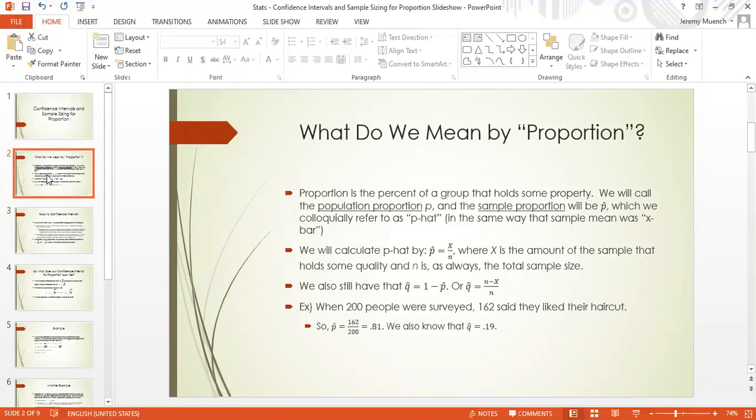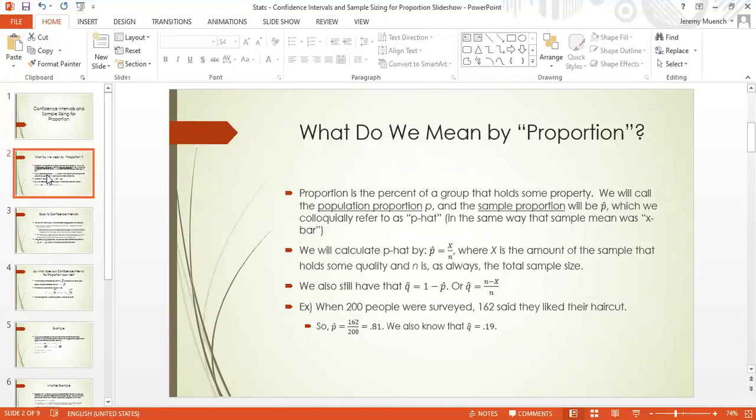So here, our population proportion is P. This is the same P that we've used for proportion before, that we've used to mean probability, that we've used to mean pretty much anything that falls into a decimal percentage type of thing. We also use sample proportion being P hat, the same way that sample mean was X bar.